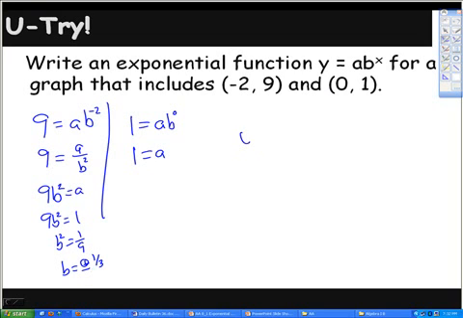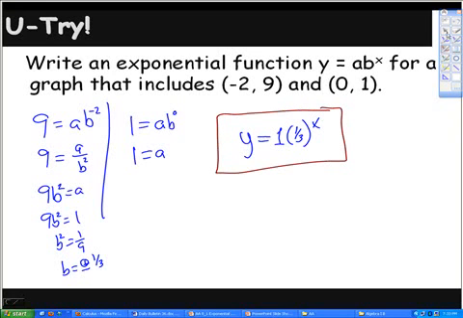So my answer should be y equals a, which is 1. We'll go ahead and write the 1, times b, which is 1/3 to the x. Let's give that a check. When I put in 0, do I get 1? Absolutely. 1 times 1 is 1. When I put in -2, do I get 9? If I put in -2, that means I've got to flip this over and get a 3, square it. That's 9 times 1 is still 9. Yeah, it checks. So that's right. It can't be wrong. How'd you do?